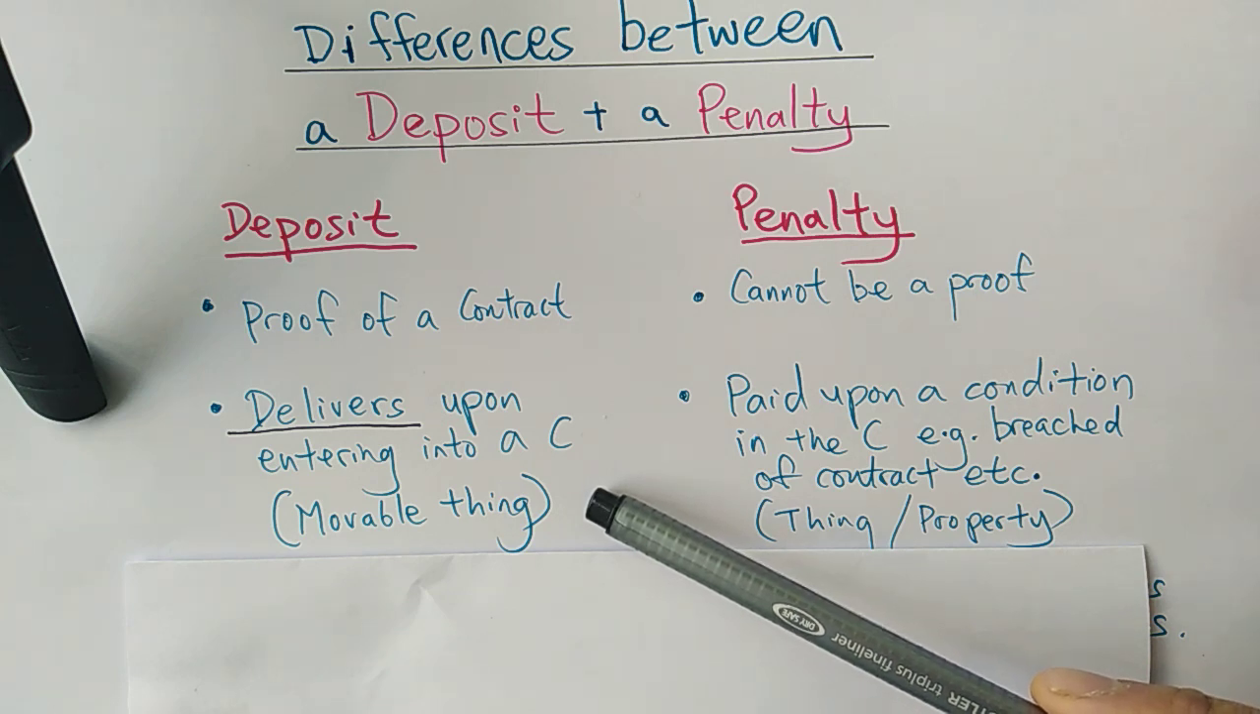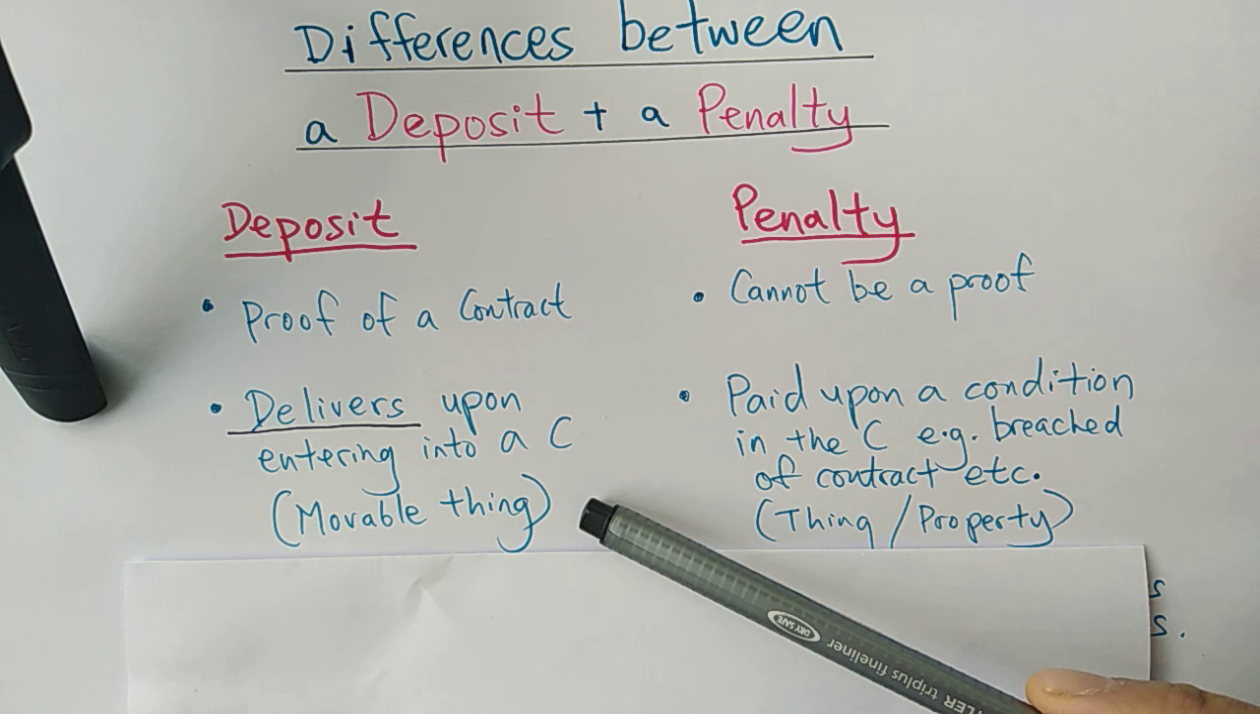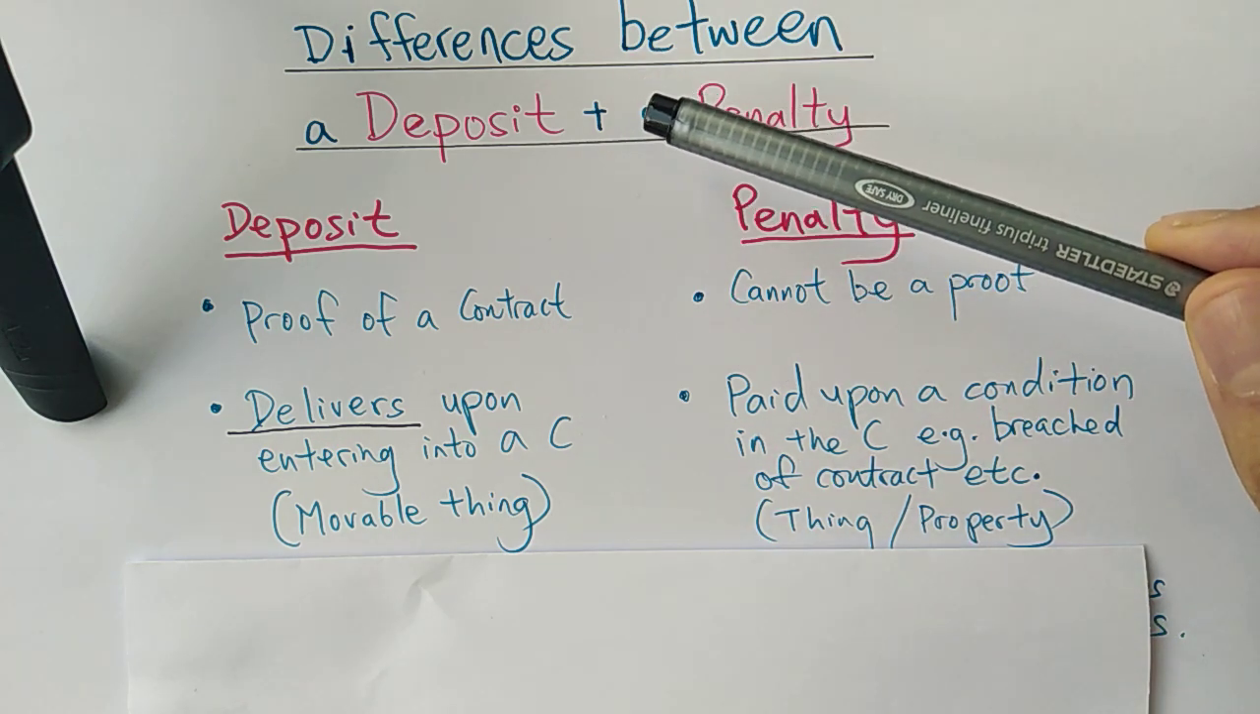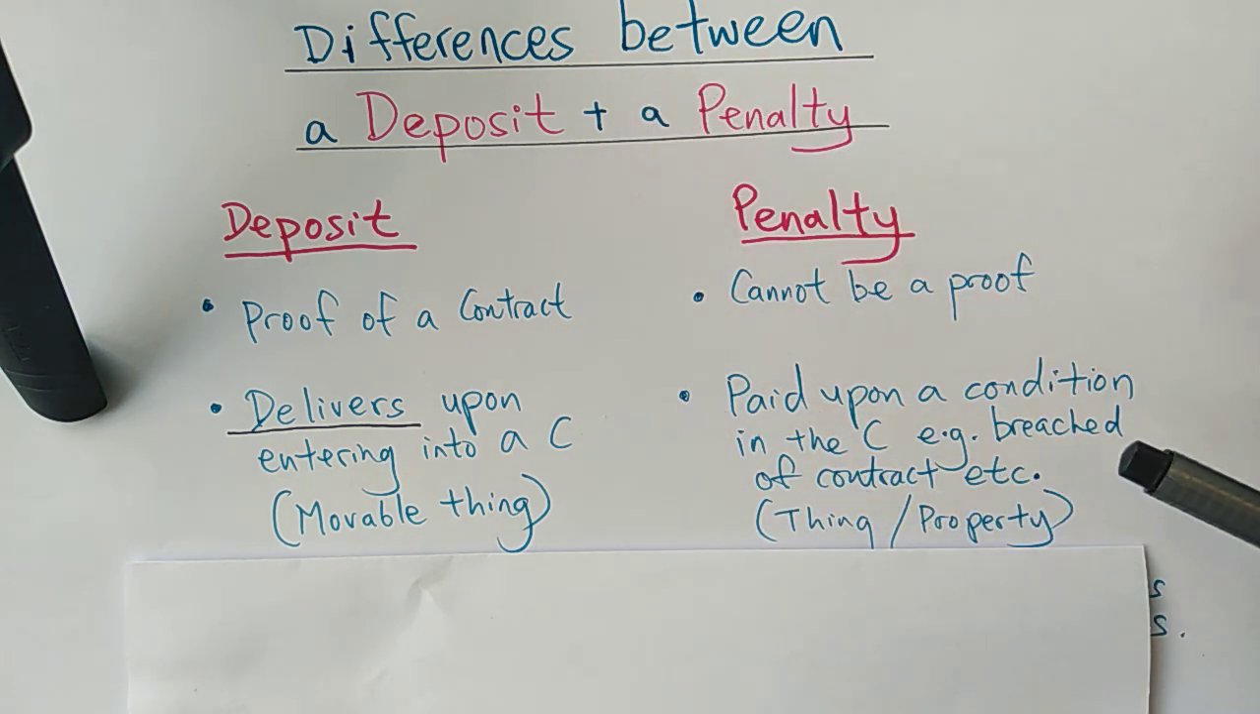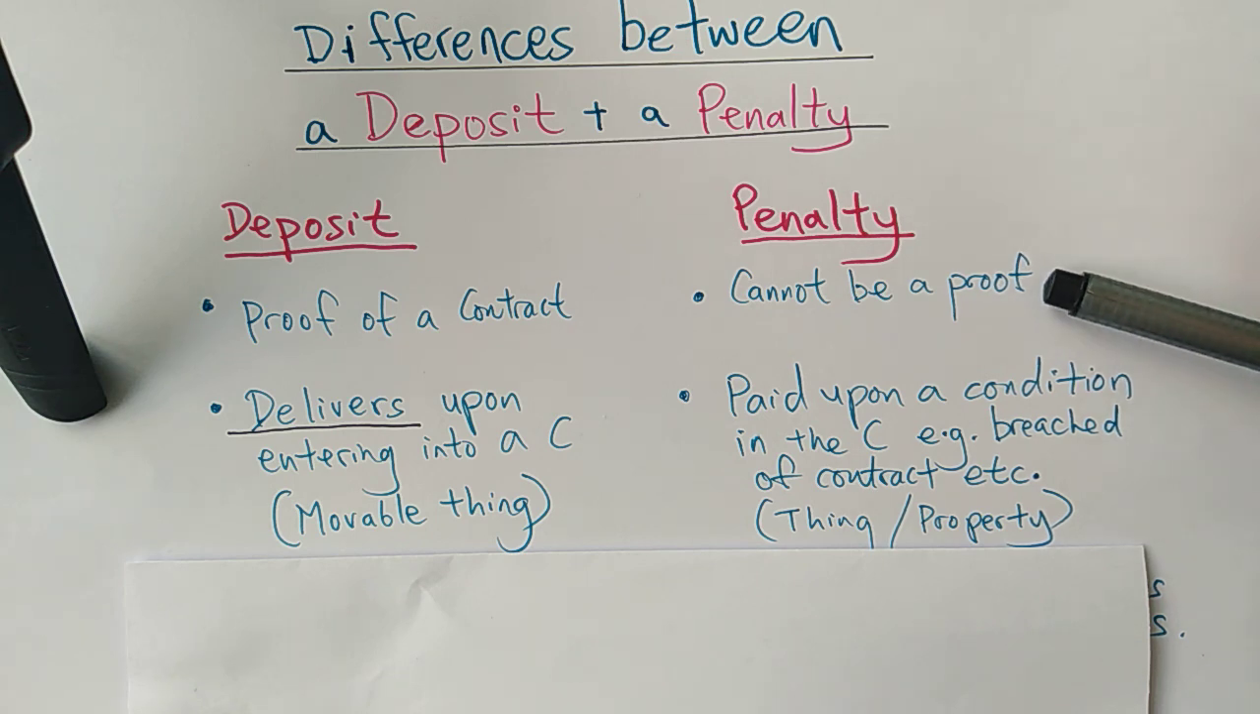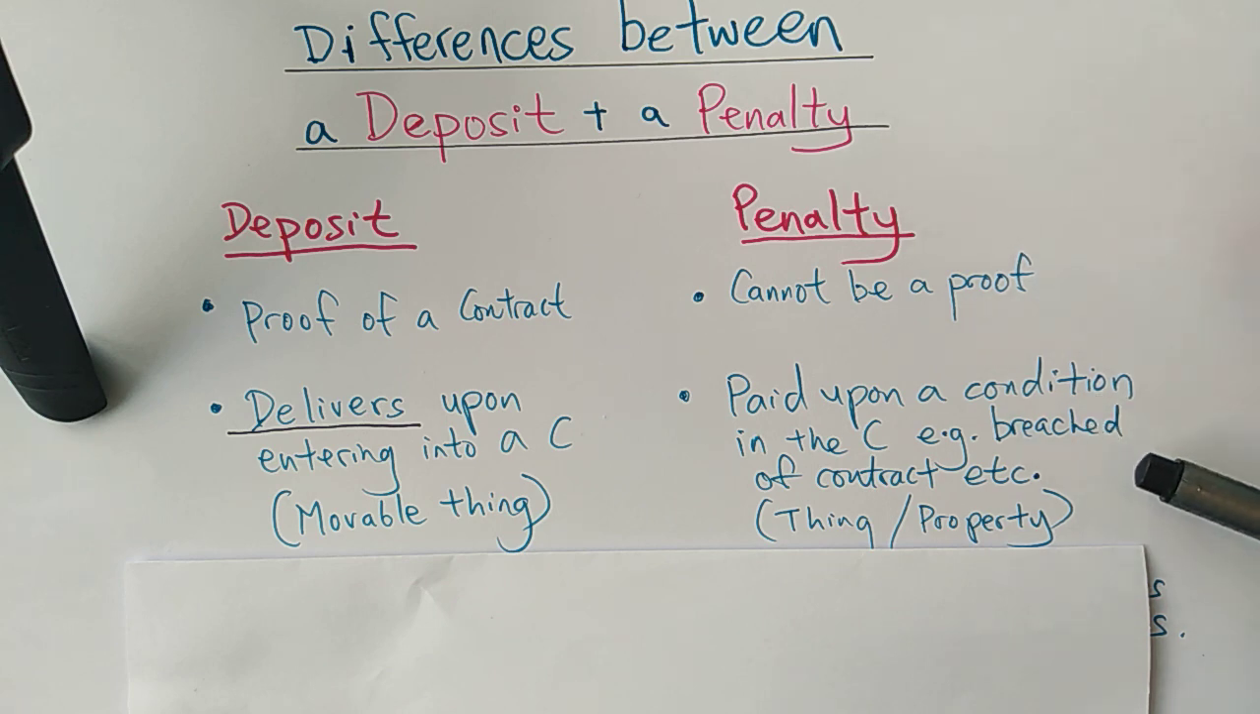Right? And it has to be a movable thing, of course, because it has to be placed to another party. Comparing with a penalty, as we talked about when we talked about proof, the penalty is paid only upon a certain condition in the contract.